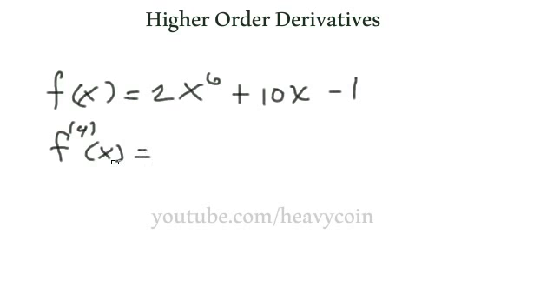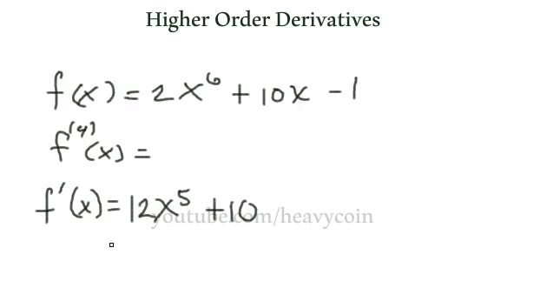So we're asked to find the fourth derivative. So we want to take the fourth derivative. Okay, so we're going to say f prime of x is equal to 2 times 6 is 12x to the fifth plus 10. So that's the first derivative. The second derivative is going to be 60x to the fourth.